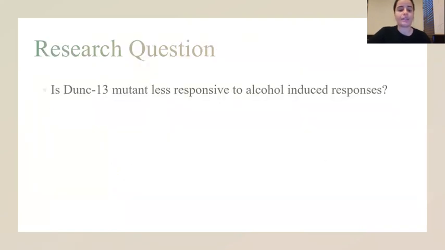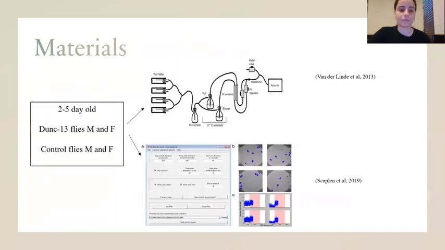In our research, we tested if the UNC13 mutant is less responsive to alcohol-induced responses. To test our research questions, we used two assays. The top one here is called the fly bar loss of righting assay. For this assay, we used it to measure the sedative effects of ethanol.